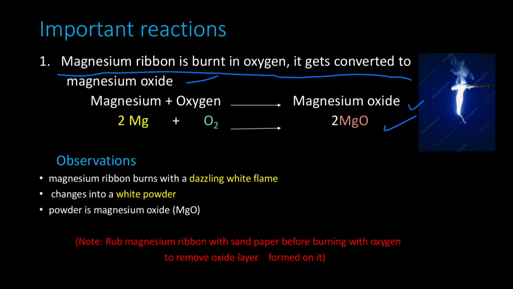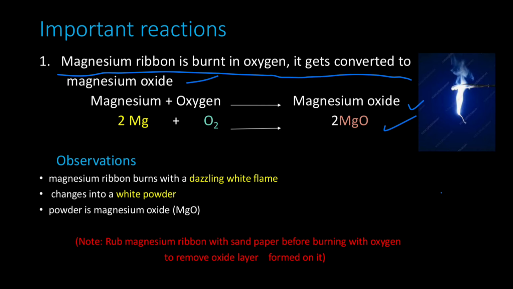Okay, here 2 Mg plus O2 is giving you 2 MgO. It is a balanced equation, right? There are 2 atoms of magnesium on the reactant side and 2 atoms of magnesium on the product side. The same 2 atoms of oxygen on the reactant side, and 2 atoms of oxygen on the product side. So the equation is balanced. So what is this equation?